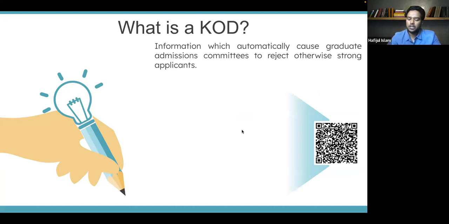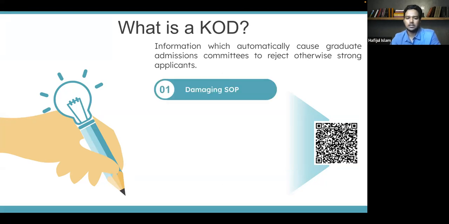There was a study by two researchers, and they surveyed 88 psychology grad committees. They asked the grad admission committee what are the kiss of death you found throughout your life when you have reviewed SOPs. And they got replies, and these two researchers categorized them. I have put the paper link in the description. You can find that later.